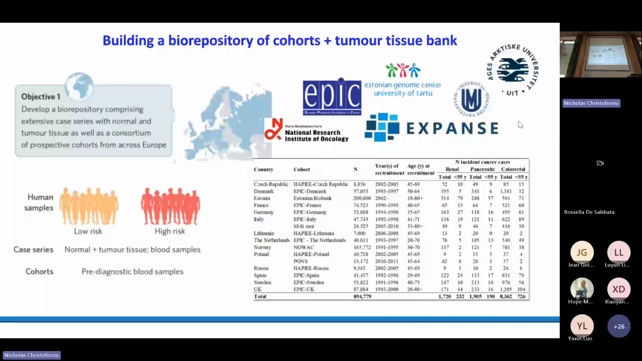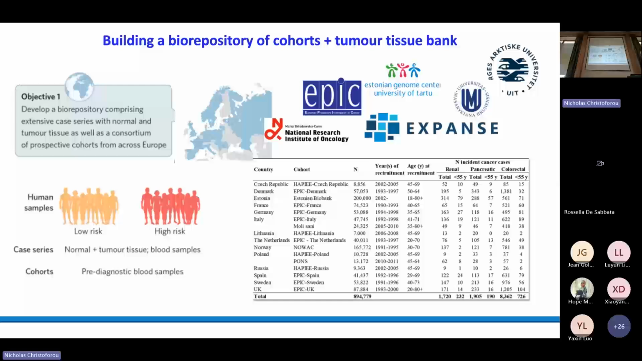So just to give an overview, because I think some of this could be relevant to OCEP going forward, as I know Discern is going to be part of some of the objectives of OCEP. So, building this biorepository of cohorts and tumor tissue, we've tried to capture as many cohorts in Europe as possible, and in particular to include countries that show high rates of some of these different cancers.